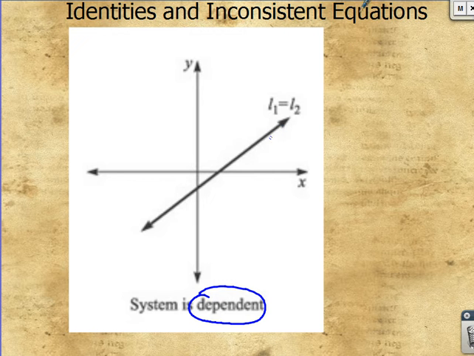What's an example of one? Here you go. x plus x equals 2x. If you solve that equation, plug in anything. 3 plus 3 equals 2 times 3. 4 plus 4 equals 2 times 4. No matter what you plug in, it's true for any number. So that would be an example of a dependent equation.